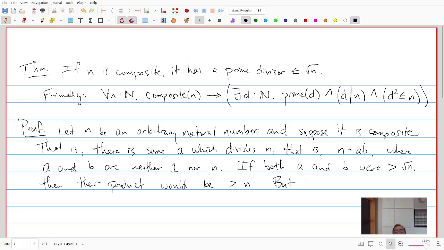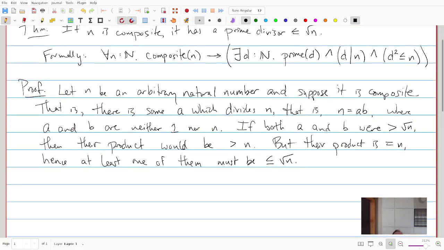But their product is equal to n, hence at least one of them must be less than or equal to the square root of n. Actually, exactly one of them, because we could do the same argument to show that they can't both be less than square root of n. I guess they could both be exactly equal to square root of n, right? But if one's less, then the other is going to be greater, but it doesn't matter.